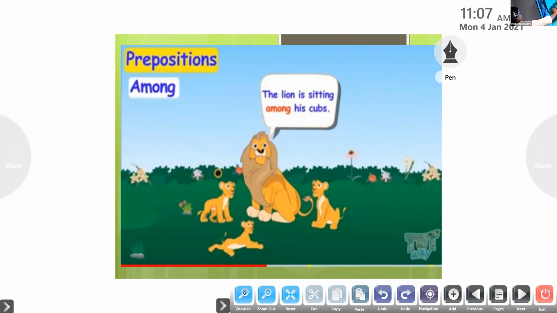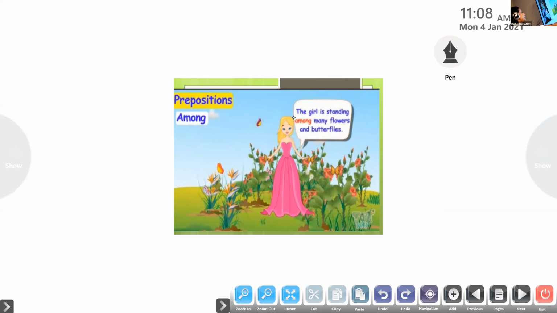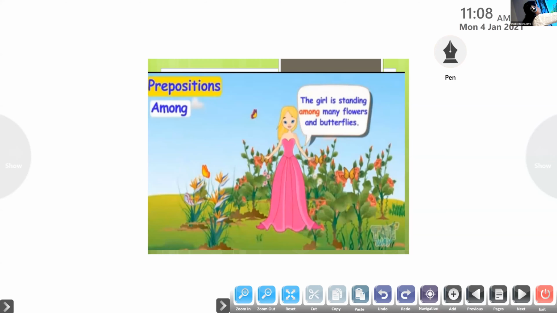Among. Among means something is in the center and it is surrounded by more than two things. If it is two things, we use between. If something is in the center and it is surrounded by more than two things, we use the preposition among. Is that clear? So the lion is sitting among his cubs. The girl is standing among many flowers and butterflies.